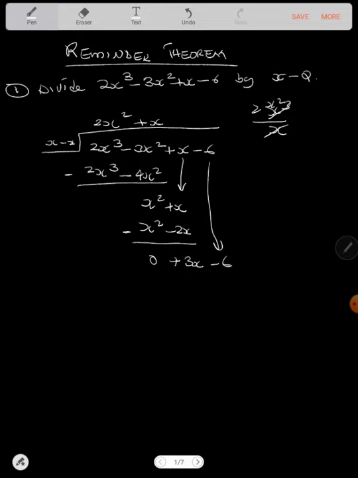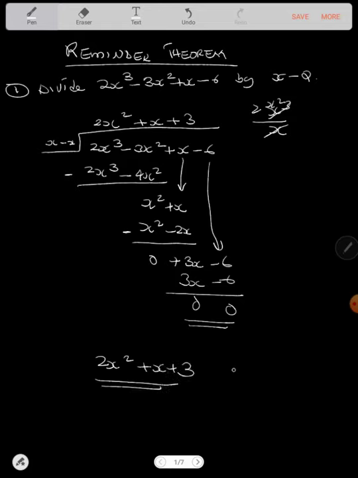Then x into 3x, you get positive 3. 3 times x, you get 3x. 3 times negative 2, you get negative 6. So this will give you 0. Also, this one will give you 0. So the answer is 2x to the power 2 plus x plus 3. And the remainder, in this case, is 0, but it is here.